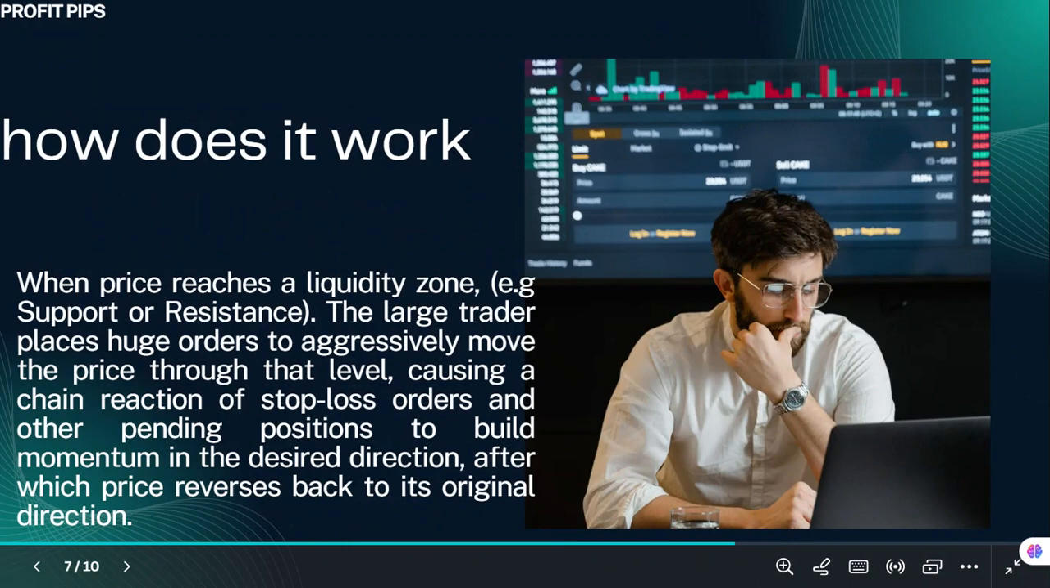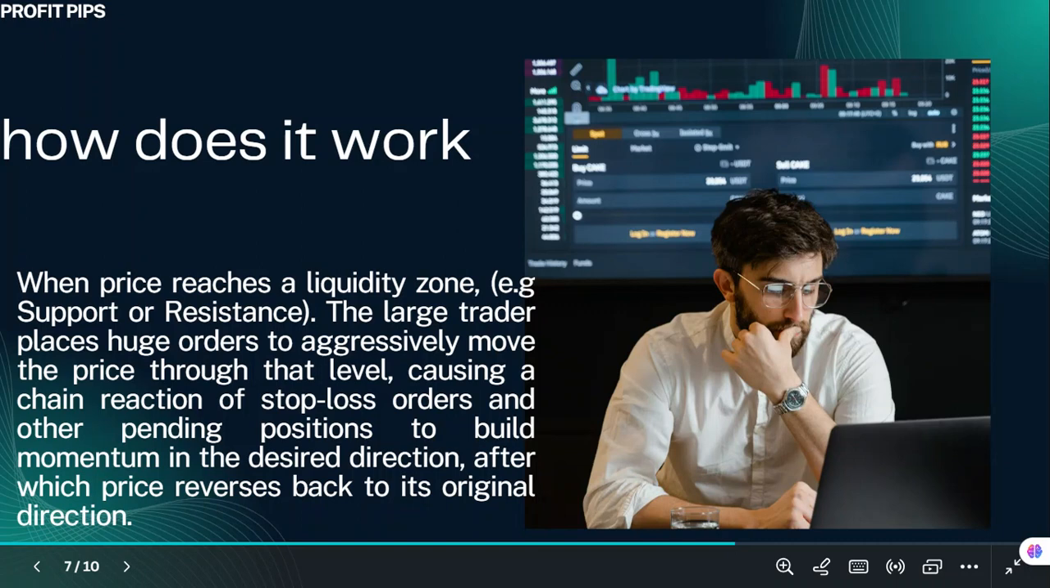How does liquidity sweep work? When price reaches a liquidity zone, e.g., a support or resistance, these large traders place huge orders to aggressively move the price through that level, causing a chain reaction of stop loss orders and other pending positions to build momentum in their desired direction, after which price reverses back to its original direction.